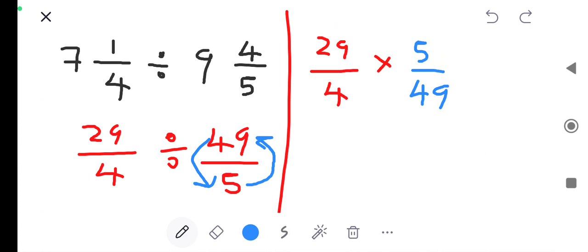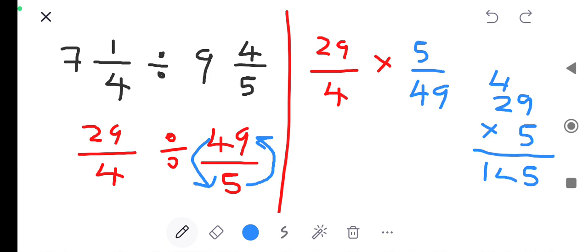Okay, let's do that quickly. 29 times 5. 5 times 9 is 45. Write 5, put 4 here. 5 times 2 is 10. 10 plus the 4 on top, you have 14. So you write 145 over.